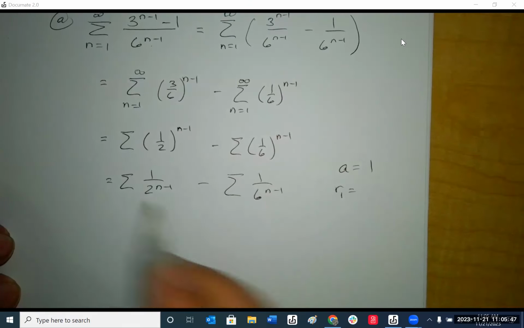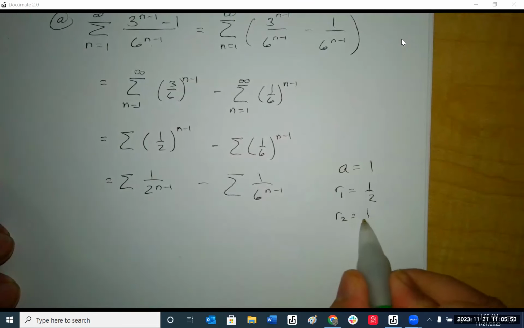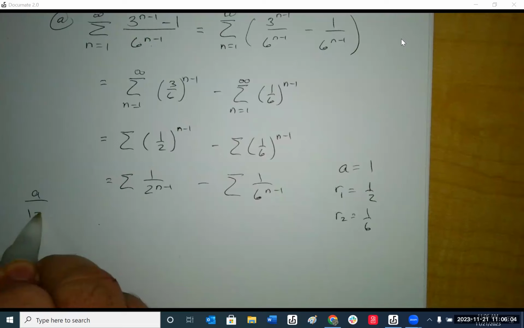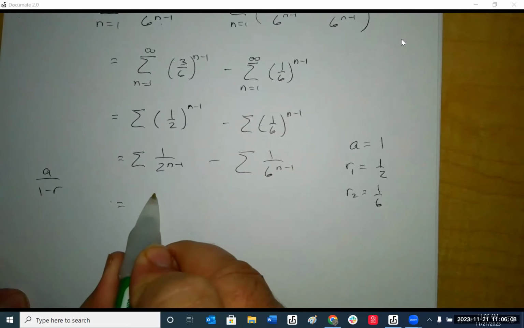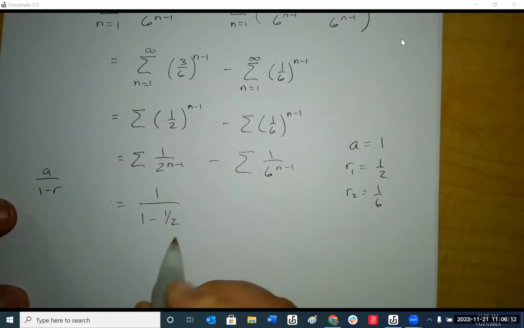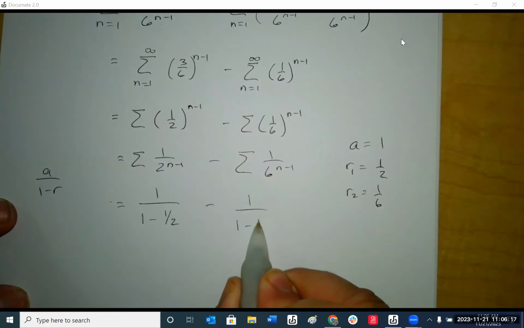This first one, it's 1 over 2. And the second one, it's 1 over 6. Since we have these, we can now put them in our formula. A over 1 minus r.